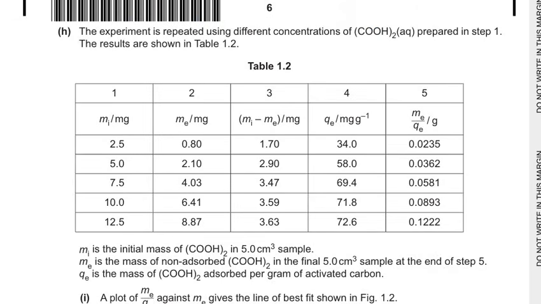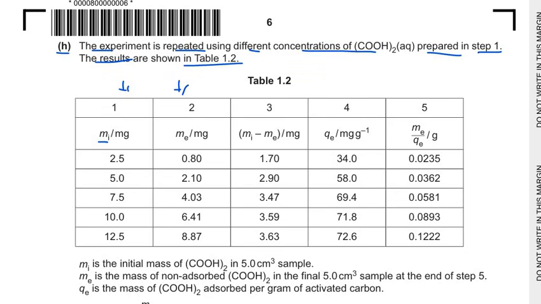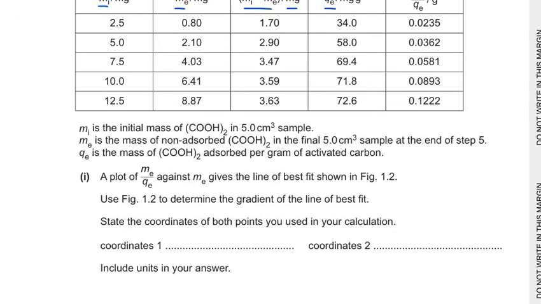Now here is sub question H, which says the experiment is repeated using different concentrations of ethane dioic acid prepared in step 1 and the results are shown in table 1.2. So here are the results where Mi in milligram, Me in milligram, the subtraction of both, and the Qe in milligram per gram are given here. Yes, we can understand what all this is.